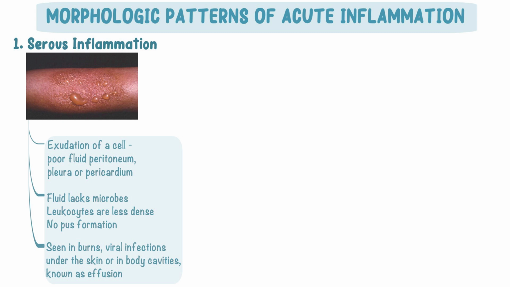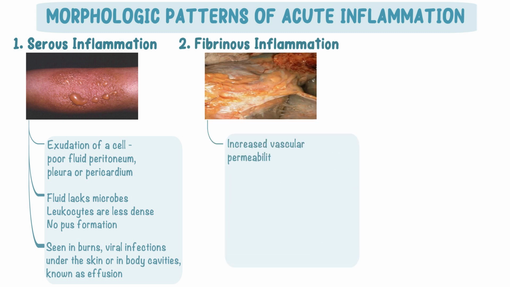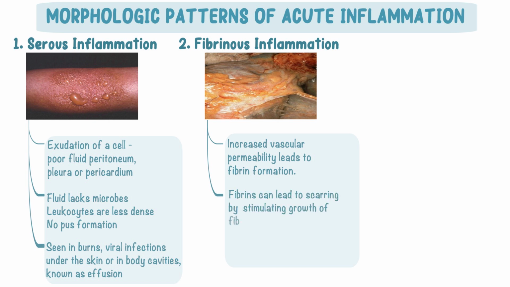When there is a significant increase in vascular permeability, larger molecules such as fibrinogen escape from the blood, leading to the formation of fibrin deposits in the extracellular space. Fibrinous inflammation is commonly seen in the lining of the body cavities, such as the meninges, pericardium, and pleura. If not cleared, fibrin can lead to scarring by stimulating the growth of fibroblasts and blood vessels, potentially resulting in the thickening of tissues and the obliteration of spaces, such as the pericardial space.